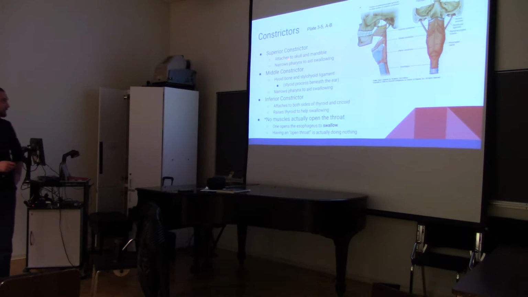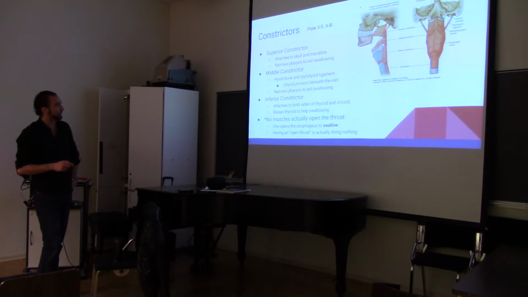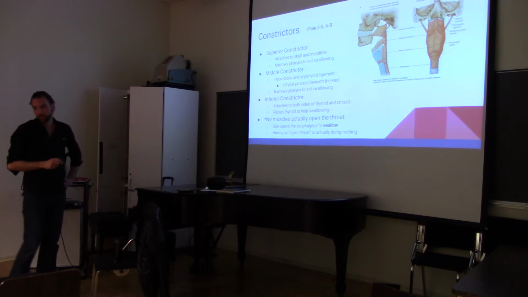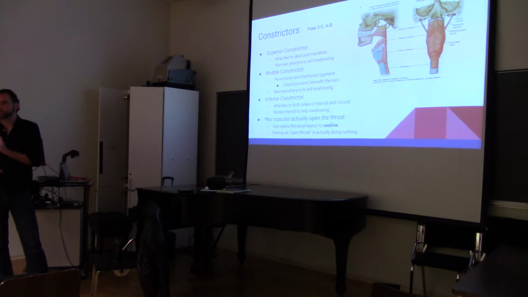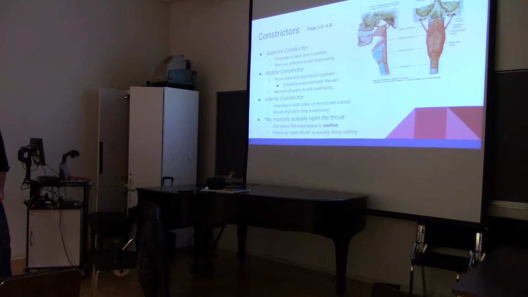So the constrictor muscles: we get the superior constrictor, which is up here. It attaches to the skull and the mandible. It narrows the pharynx to aid swallowing. These all help you swallow, like a snake swallows a mouse. Middle constrictor attaches to the hyoid bone and the stylohyoid ligament. The styloid process is behind your ear, up here, like right there. It also narrows the pharynx to aid swallowing, because you need the top, middle, bottom so that it goes all the way down. Inferior constrictor, down here, we talked about that, that's the one that makes your larynx go up.